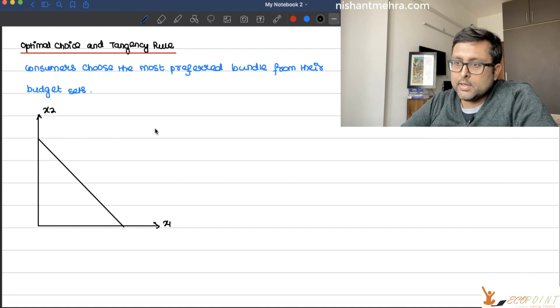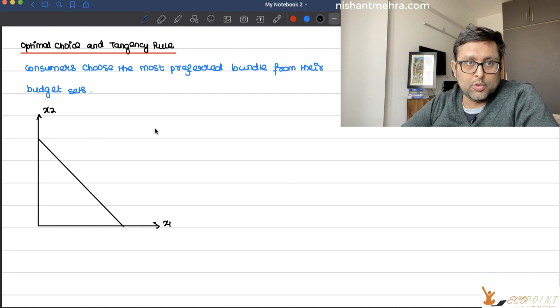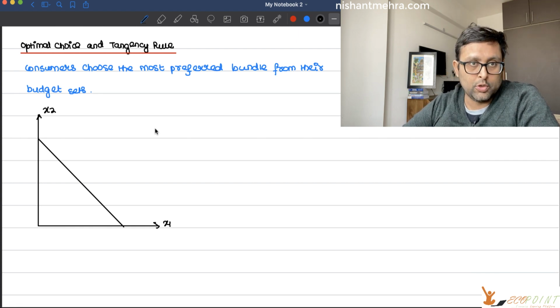Let us talk about the optimal choice and the tangency rule. So is this tangency rule a sufficient condition also? Is the tangency rule just a necessary condition? Let's look at this. And will this tangency rule always hold?